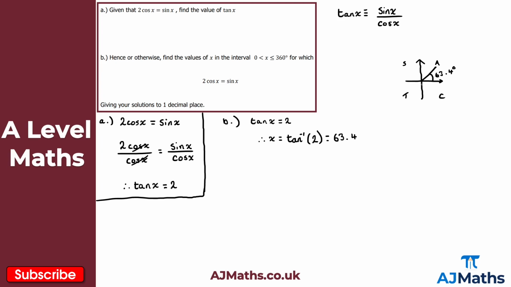My next solution is derived from the angle that's formed going from this line here all the way around until we meet this line here. Well, we know this angle here is also 63.4 degrees. So in that case, the angle that's formed from this line all the way around would be 180 plus 63.4. So 180 plus 63.4 gives me 243.4 degrees there.